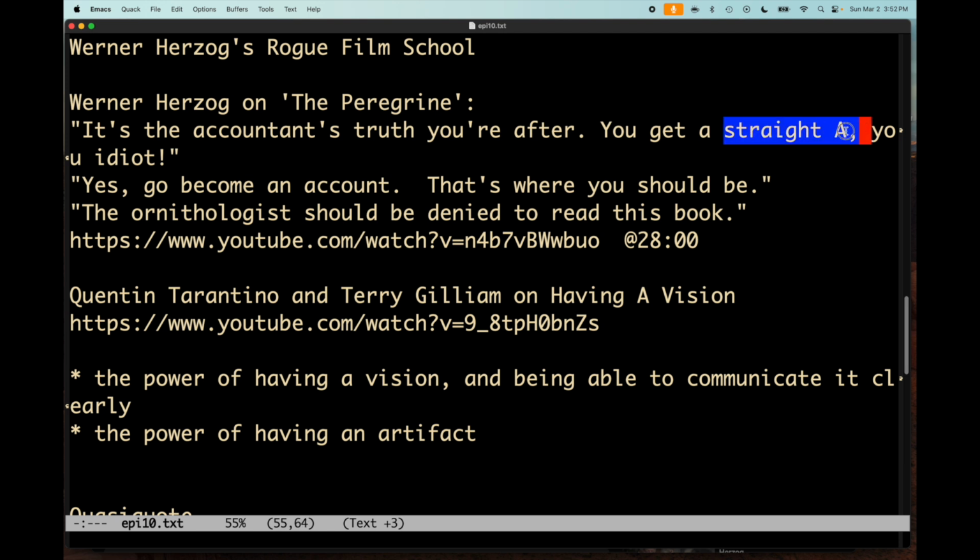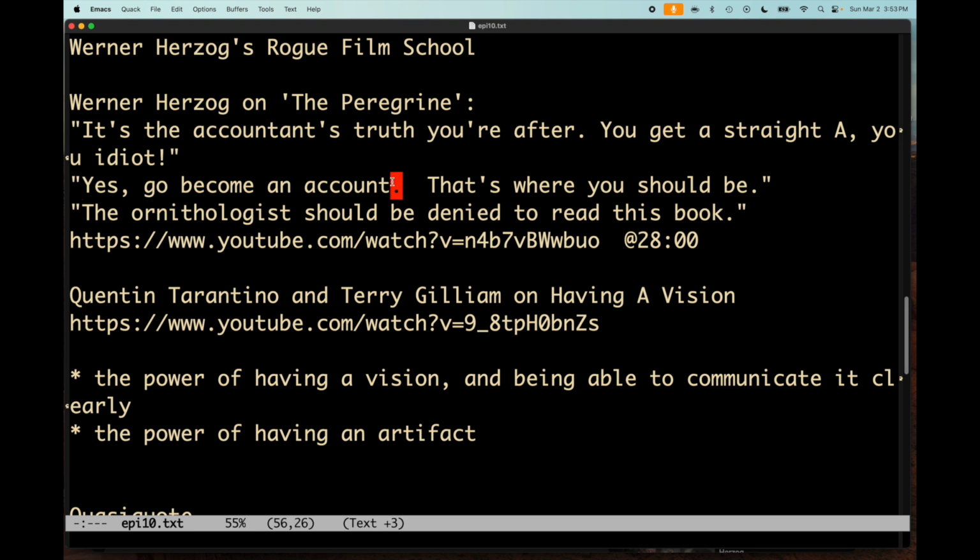That's like the undergraduate thinking I was talking about. It's like, okay, congratulations. Yes, you found a technical thing that might be wrong, but you also missed the entire purpose of it, right? The purpose wasn't to say the book contains an inaccuracy, so dismiss the whole thing. That's not the point of the book at all. To Herzog, at least. And he says, yes, go become an accountant. That's where you should be.